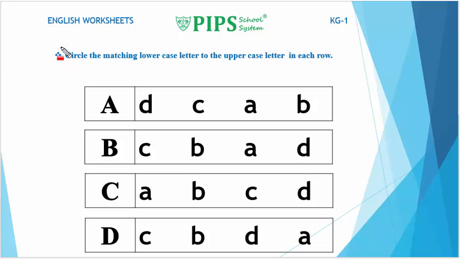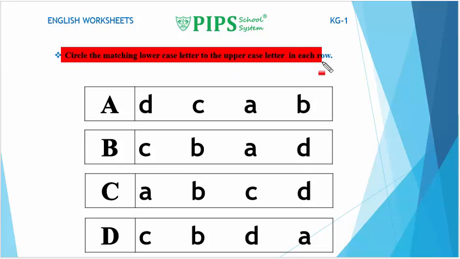Today our topic is circle the matching lowercase letter to the uppercase letter in each row. KG1 class, first of all take your pencil and complete this task with me. Okay students, let's start. KG1 class, do you know what is the name of this letter?